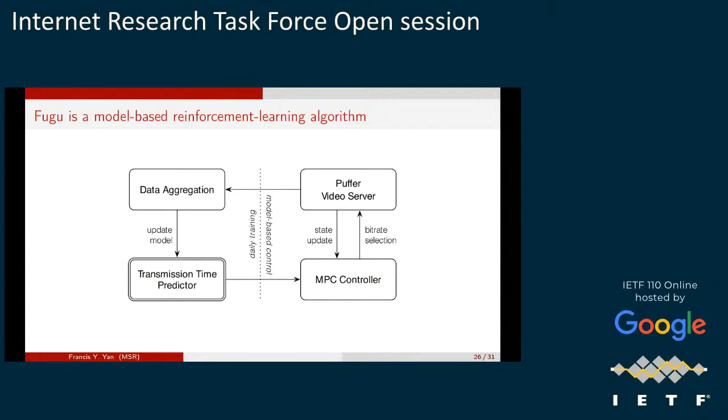After new data is collected and aggregated, we retrain TTP offline using supervised learning and deploy the new version of Fugu on the next day. This paradigm I just described is model-based reinforcement learning, but its core component is really the TTP, which is learned in situ.